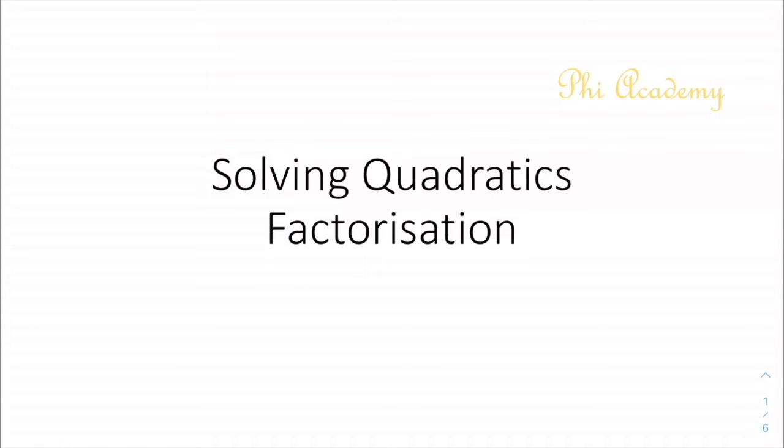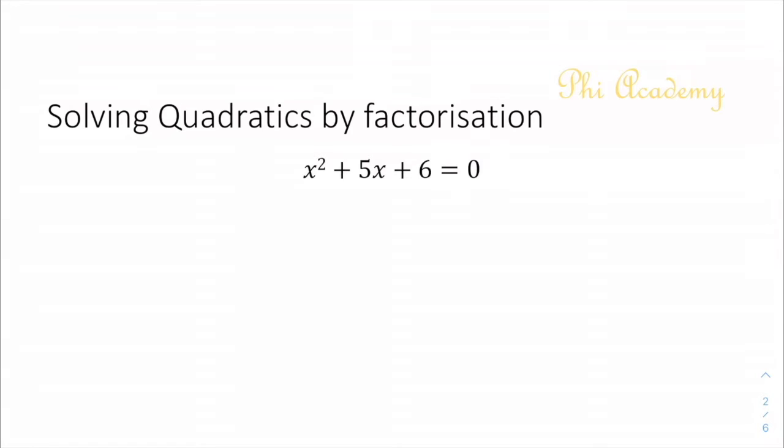Today we'll be solving quadratics using factorization. Let us take this question as an example: x squared plus 5x plus 6 equal to 0. So we are looking at only one variable, which is x, in our quadratic. First, let's do the factorization. If you're not sure how to do factorization, check out my previous video on how to factorize quadratics.